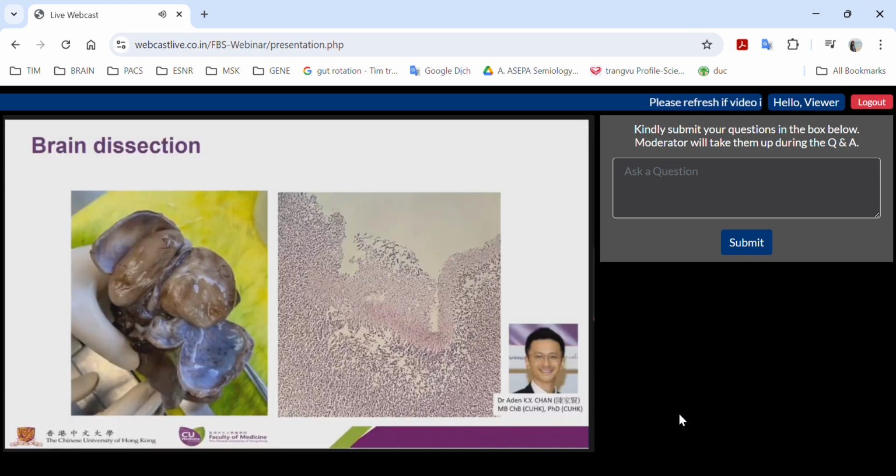For the brain dissection, we see marked hydrocephalus. In the histology slide, there is evidence of polymicrogyria, which is characterized by the undulating descent of the cortical layers, as indicated by the circle on the right-hand side.